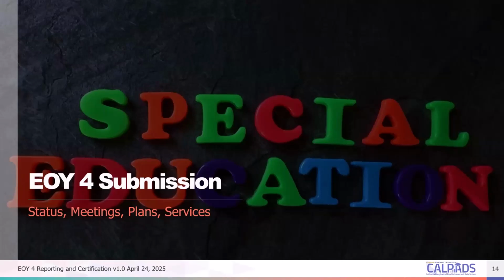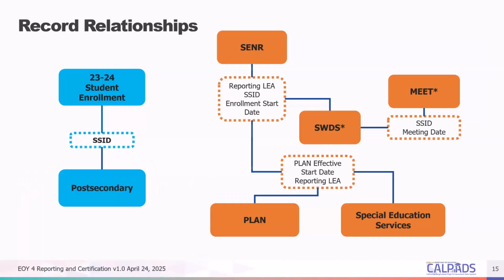And now we'll go right into the end of year 4 submission. Okay, so let's look at these record relationships. So it's a little bit tricky. So we'll start over here in blue because it's simplest.